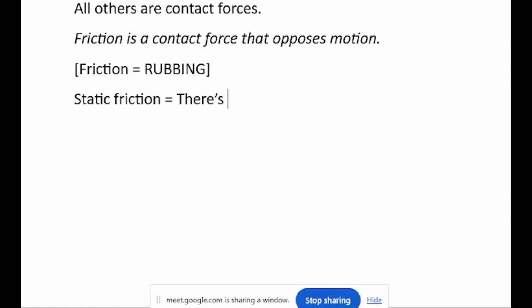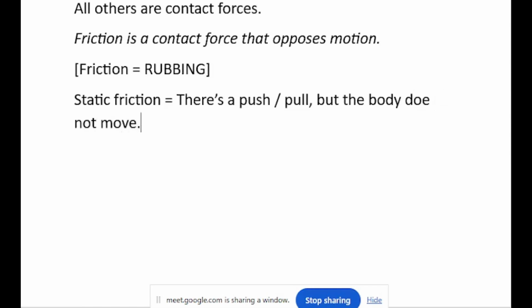There is a push or a pull, but the body does not move. The friction in this case is called static friction.